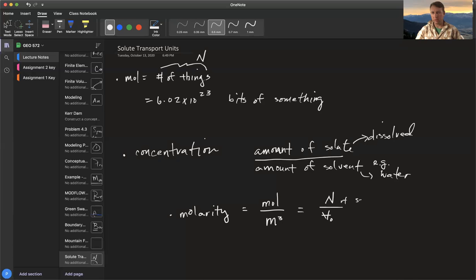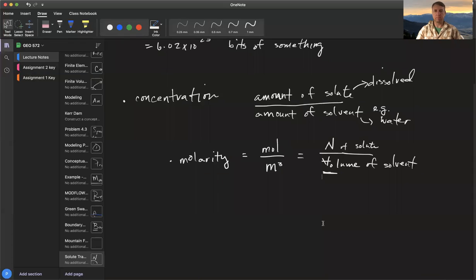Number of solute bits per volume of solvent. All right, molarity. And the big point here is that it's volume.